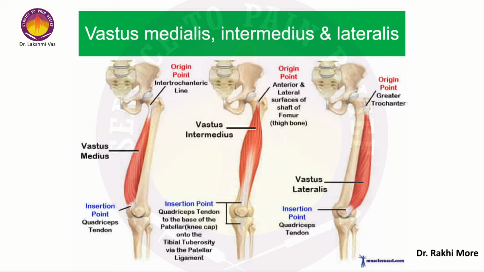Then the vastus intermedius takes origin from the intertrochanteric line and the anterior surface of the femur, and it gets inserted just behind, or just deep to, the rectus femoris on the superior border of the patella. Vastus lateralis takes origin from the lateral aspect of the intertrochanteric line, which continues posterior on the posterior surface of the femur, and it gets inserted on the lateral border of the patella.